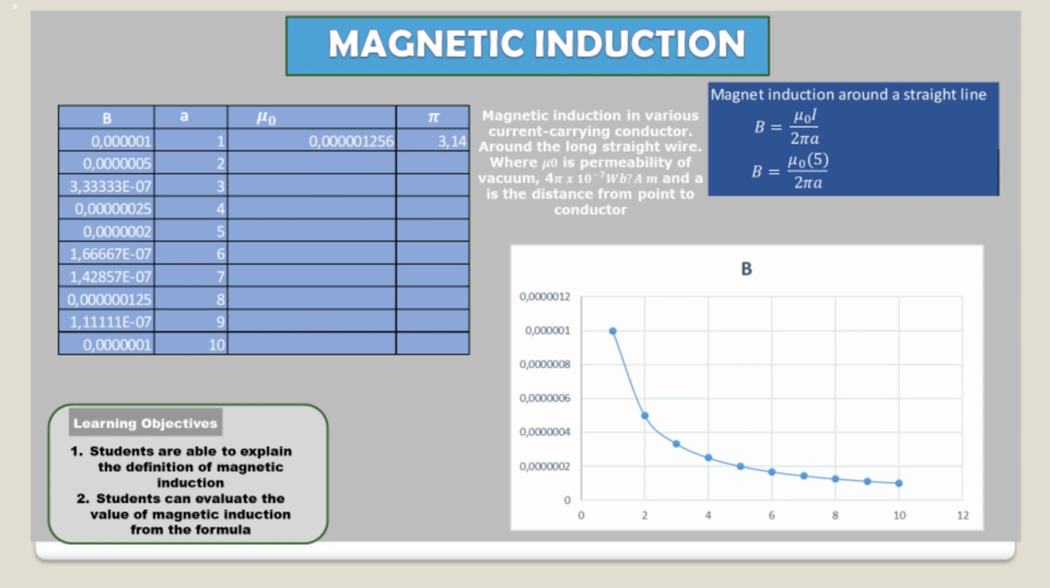For the first electric charge, or Q, is 1 coulomb, we substitute the formula F equals Q times V times B sin theta. We get the F is 30 Newton. For the second electric charge is 2 coulomb, we substitute the formula, we get the F is 60 Newton, and so on, until we finish at electric charge 10 coulomb.